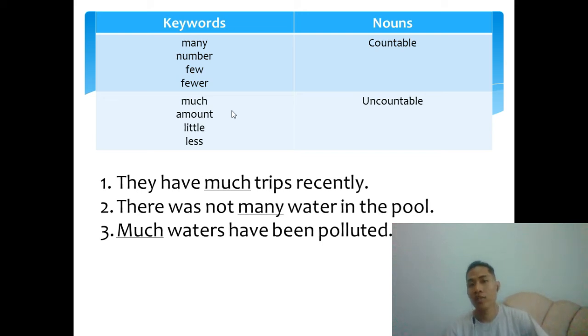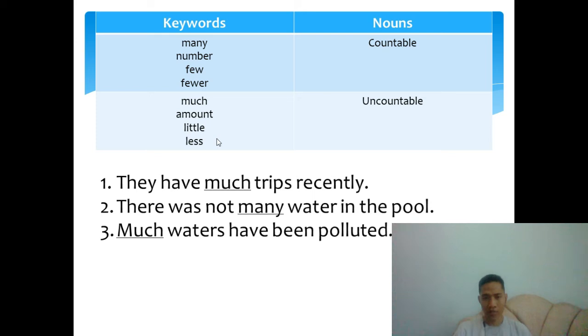So we need to say, for example, much money. We cannot say a number of money because money is countable. I'm sorry, money is uncountable. So we need to use the other words here. You can say much money, amounts of money, little money, or less money.